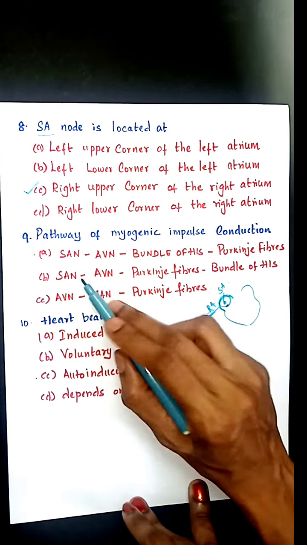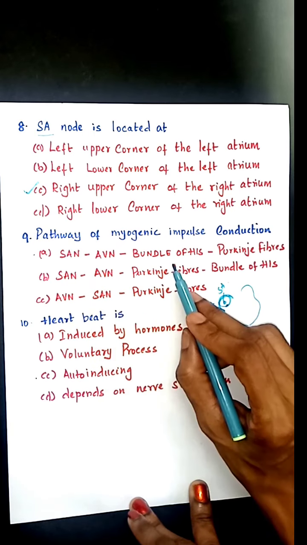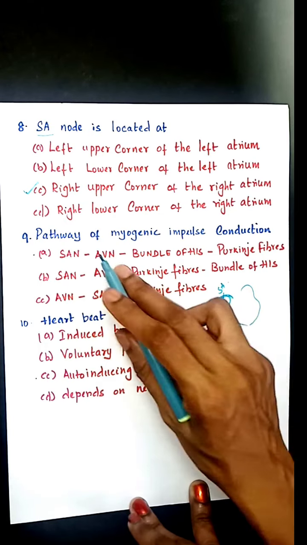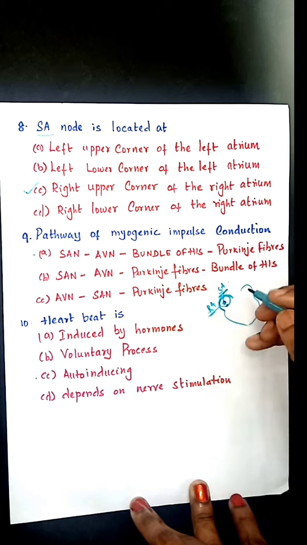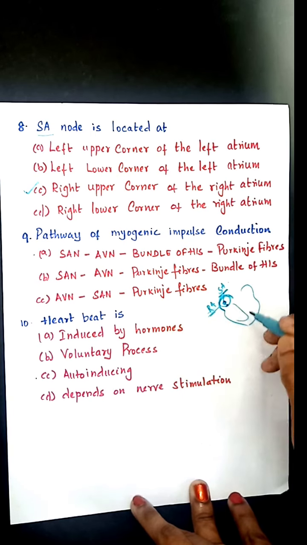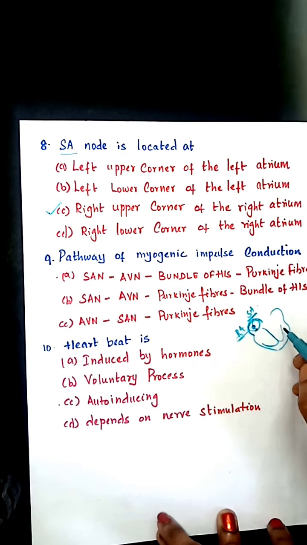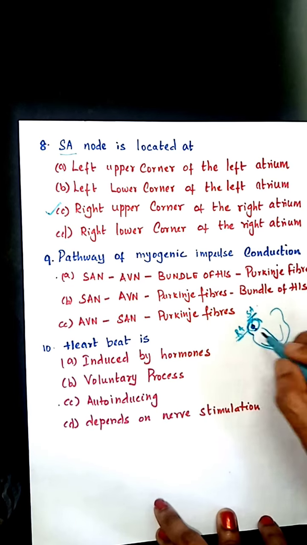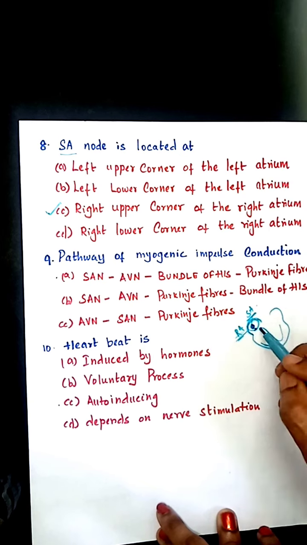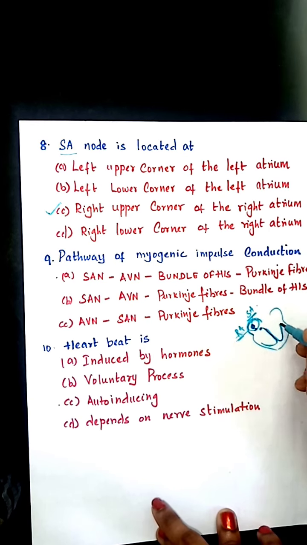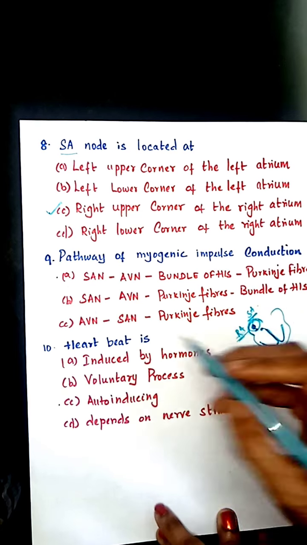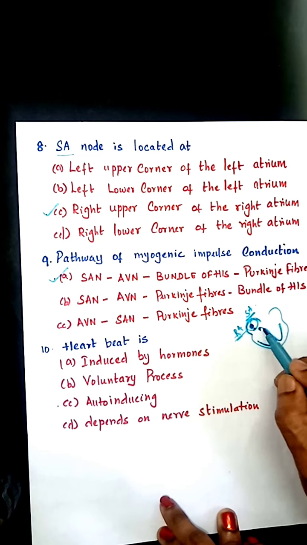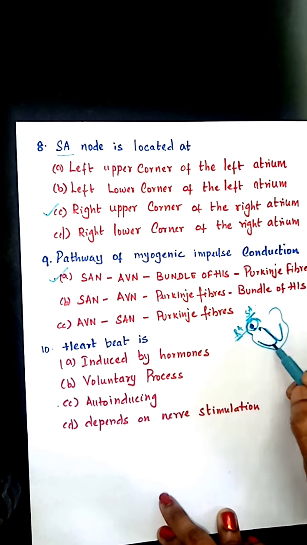Pathway of myogenic impulse conduction is: sinoatrial node, atrioventricular node, bundle of His, Purkinje fibers; or sinoatrial node, AV node, Purkinje fibers, bundle of His; or AV node, SA node and Purkinje fibers. So we all know the sinoauricular node generates the impulse. This impulse is transmitted to both sides of the heart, and the heart beats. So what is the pathway of myogenic impulse? First it starts at the sinoatrial node, SA node. Next you have the atrioventricular node, AV node. Here you have a bundle of fibers called bundle of His which branches to both sides, called Purkinje fibers. So this is the correct choice. From the SA node the impulse is transmitted to the AV node. From the AV node it is transmitted through the bundle of His and Purkinje fibers to both sides of the heart.